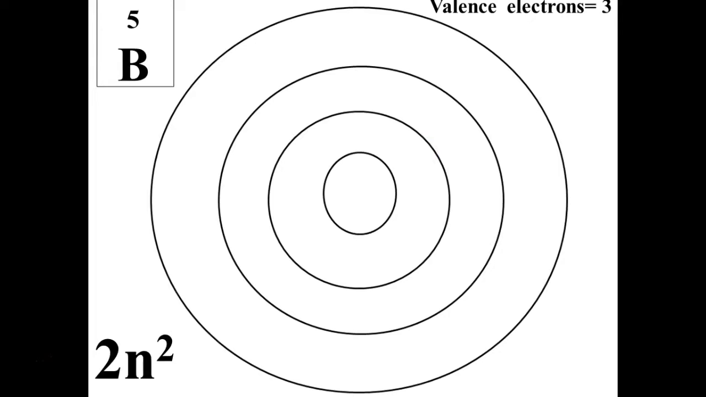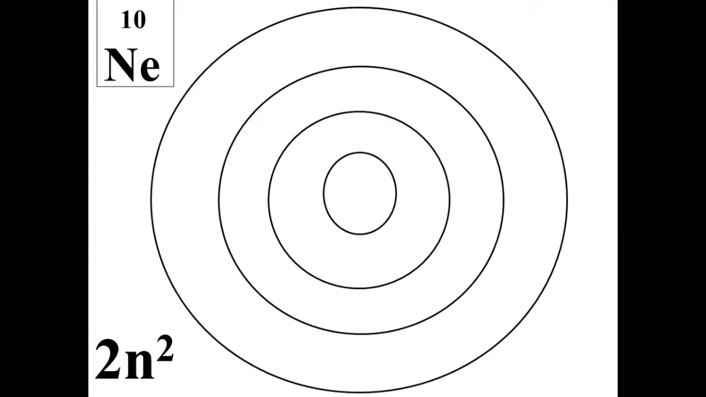Okay, what about boron? Well, we know our first shell holds 2. And our next shell holds 1, 2, 3. Now, notice that I spread these out as much as possible. So this looks different than you might see in some of your Bohr models because I tried to put these electrons in that outer shell as far away as possible. And our valence electron count for boron is going to be 3 because we have 3 in the outer shell.